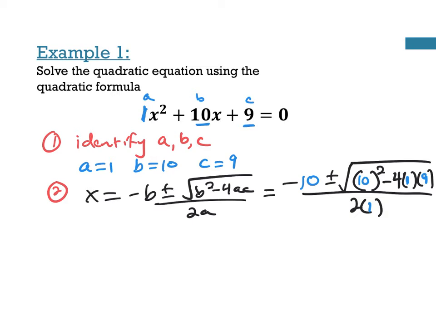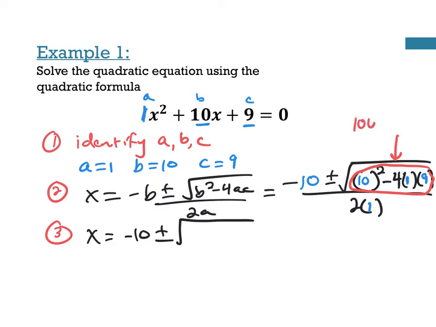And so now your job is to simplify this, because the third step is break that radical down. So the first step that I would do when simplifying that radical, let's simplify the underneath part. And so if I just focus on doing this part on my calculator, right? 10 squared minus 4 times 1 times 9, well, 10 squared is 100. 4 times 1 times 9 is 36. And so I get 100 minus 36 inside, which is 64. And it's all over 2 times 1, which would just be 2.